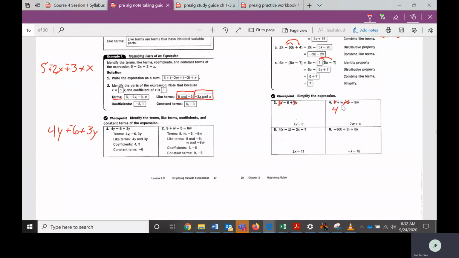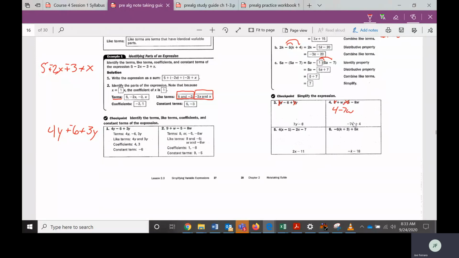Now I have a W and a minus 8W. So again, this is like 1. Okay, so 1 and a minus 8. If you have to use your calculator, you can, but hopefully you know that's a minus 7, and they're both W's. Okay, and that's my answer.